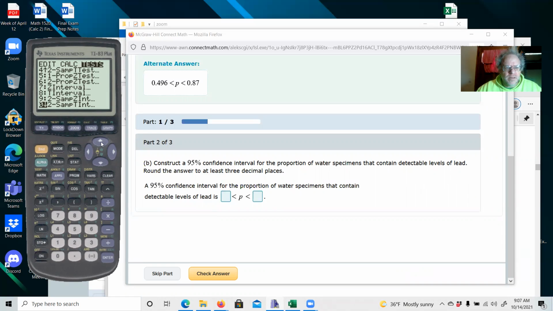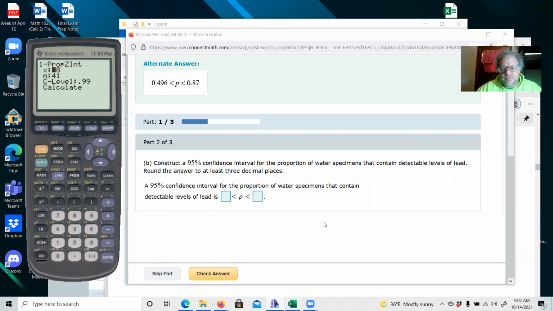I want 1 proportion z test. That one, sorry. Okay. Oh, no, I don't. Calc. Do I want tests? 1 proportion. I want 1 proportion z interval. I don't want a test. I want a z interval. 1 proportion z interval. Sorry about that.